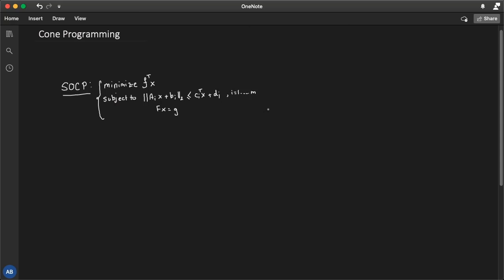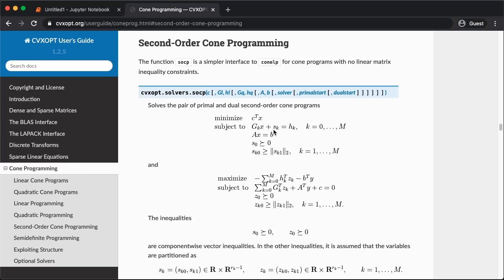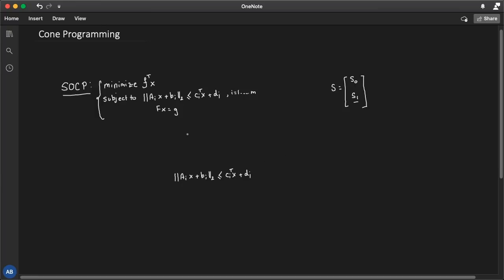For that, what we're going to do is that first we're going to introduce this s variable. So this s looks like this. s is s0 scalar and s1 vector, right? And so our job right now is to be able to rewrite this particular constraint as Gx plus s equal to h and s0 greater than norm of s1. Well, the first thing I'm going to do is just replace the indices by k instead of i, right? So I'll end up having this. So k instead of the i, right?